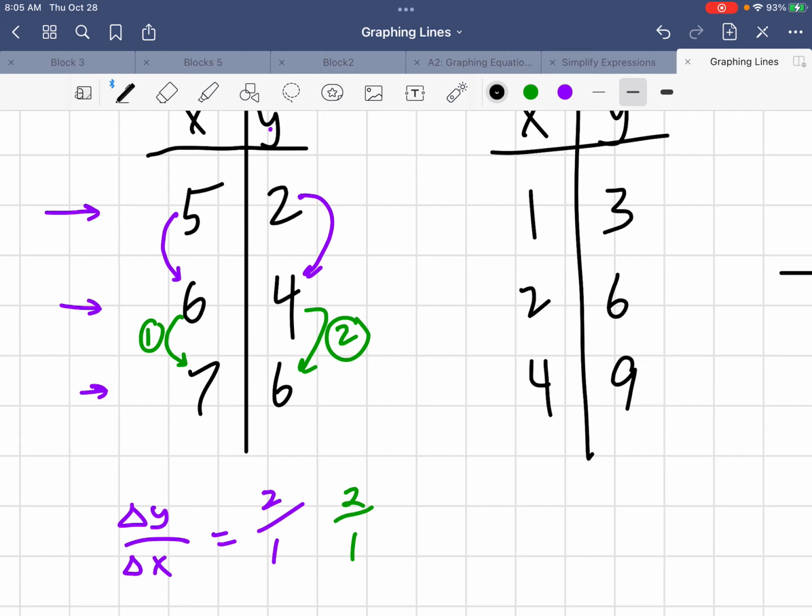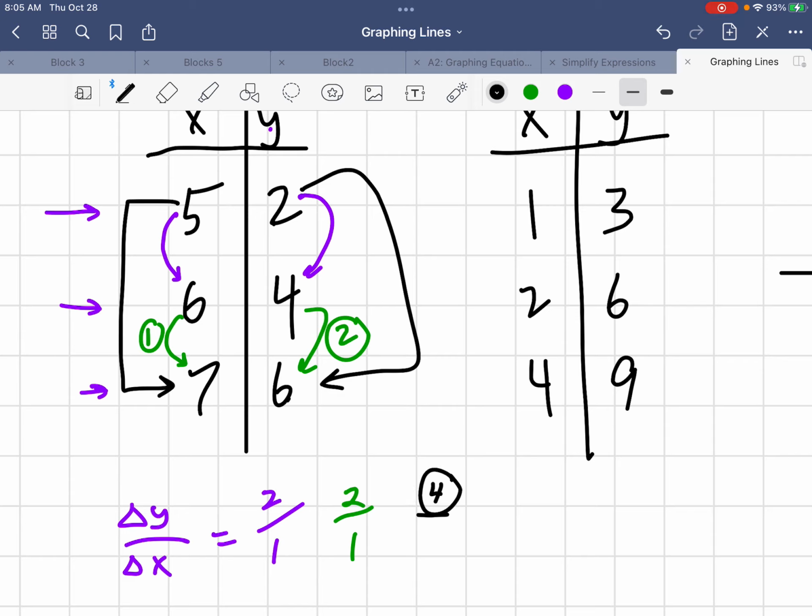And then if I went from the first point down to the last point, here it's a little different. We go from 2 to 6. Sorry, I said that's a slope of 4. It's actually an increase of 4. And from 5 to 7 is an increase of 2. So that looks different, but if you reduce it, you still get the same slope.